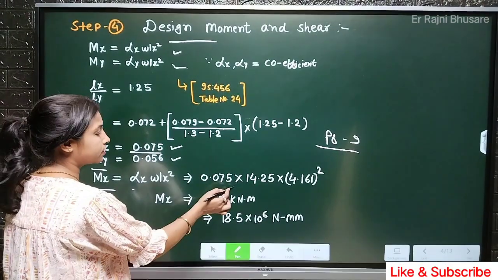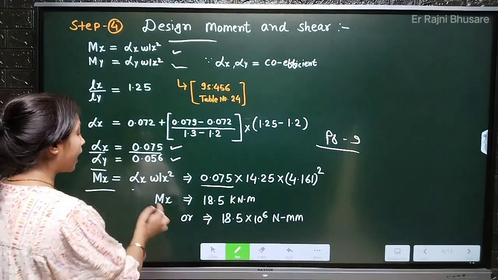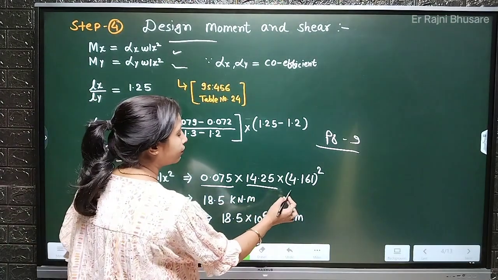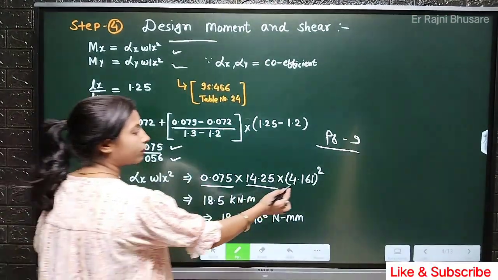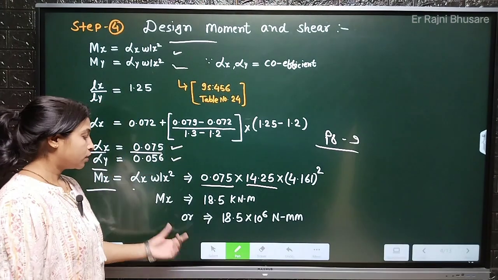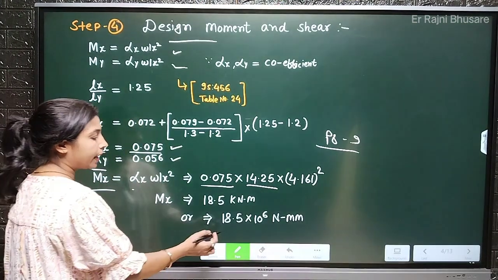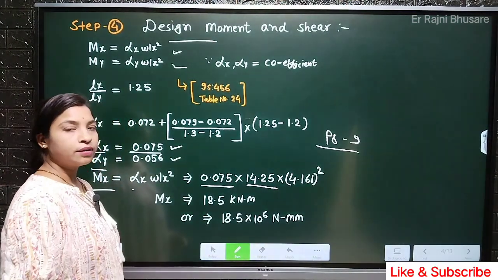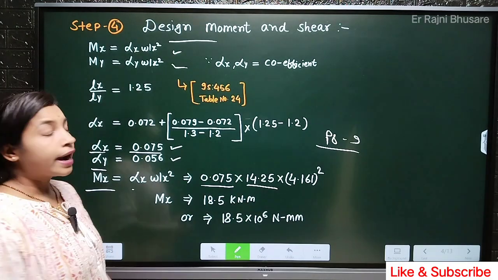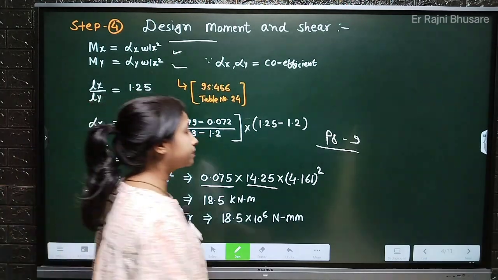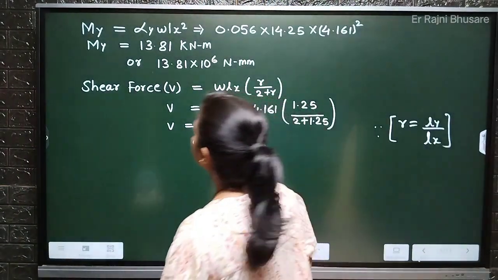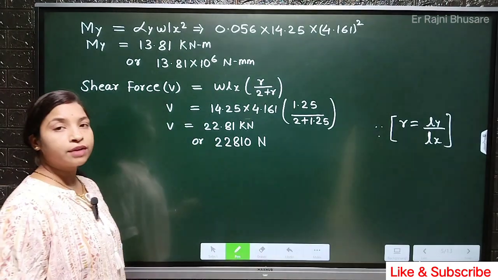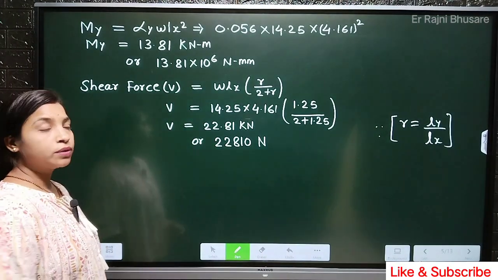So our alpha x is 0.075, W is 14.25, and Lx value is 4.161 squared. So finally our Mx is 18.5 kilonewton meter. Is that clear? And after that, our next step is, now similarly we will calculate the moment about y.